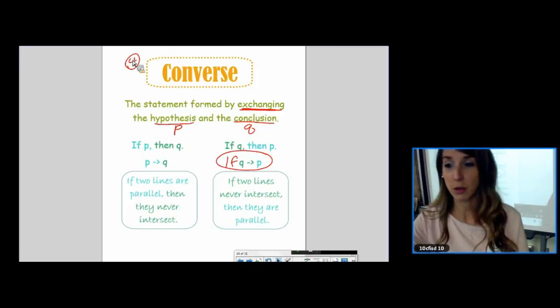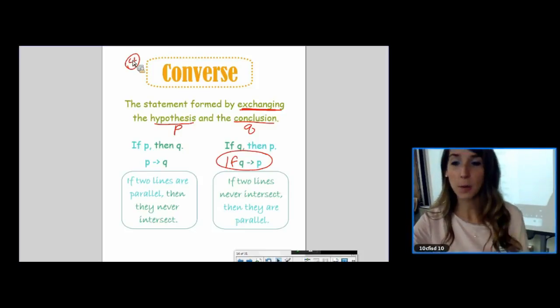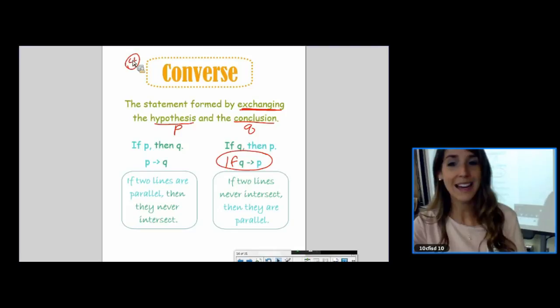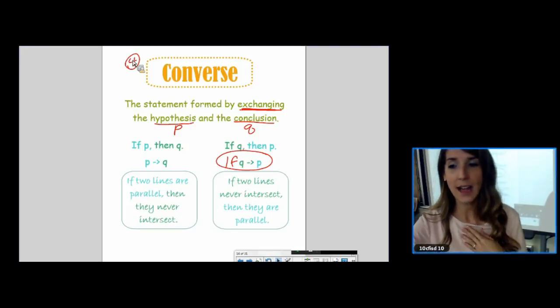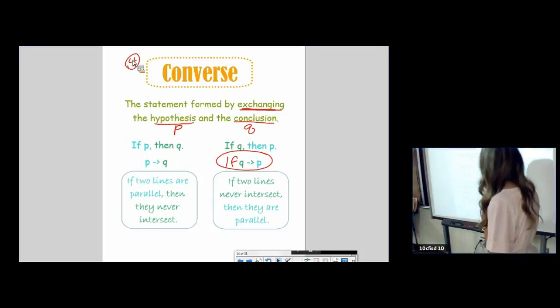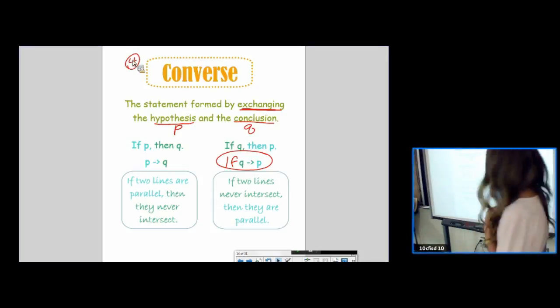I'm not saying that it's true. We are not determining the validity of these statements. I'm just simply manipulating a sentence for now. I'm not deciding if they're true or false yet. Okay, next word. We're going to manipulate the sentence even more. Get ready.